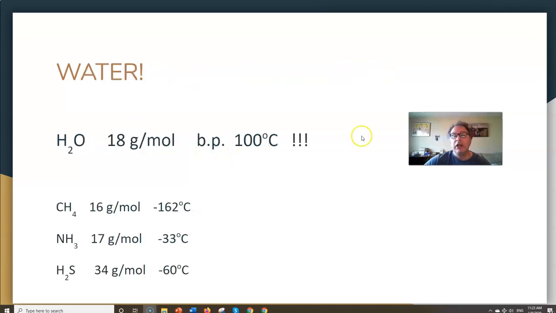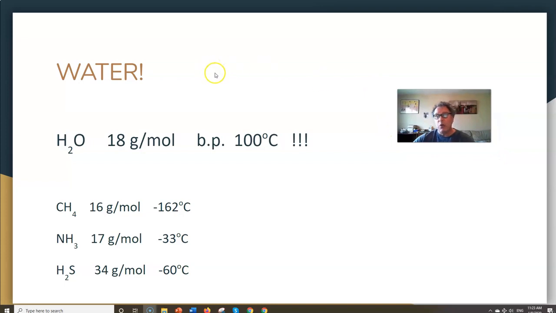All right, let's look at water. You've heard many times that water is an amazing substance. But what does that really mean? Well, take a look at this. Water is a tiny molecule, H2O. It has a molar mass of 18 grams per mole. It boils at 100 degrees Celsius.